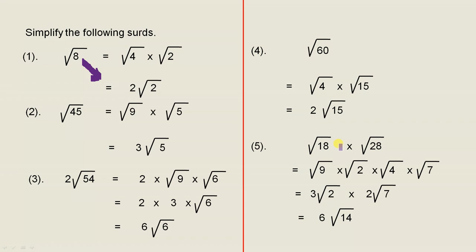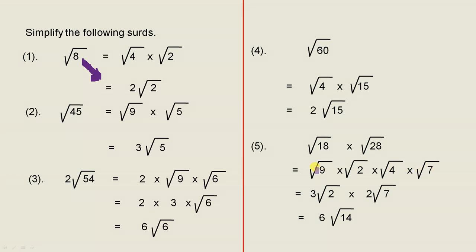Now here's one a little bit different, but we approach it in a similar manner. We have the square root of 18 times the square root of 28. The square root of 18 is the square root of 9 times the square root of 2, and the square root of 28 is the square root of 4 times the square root of 7.